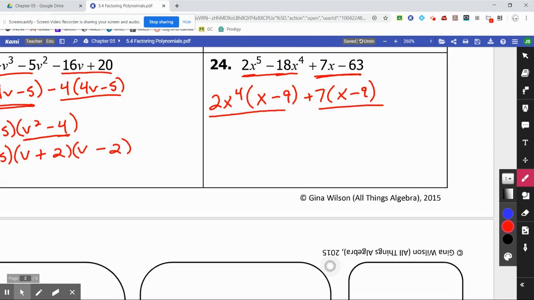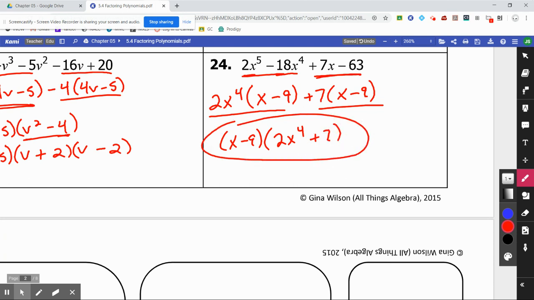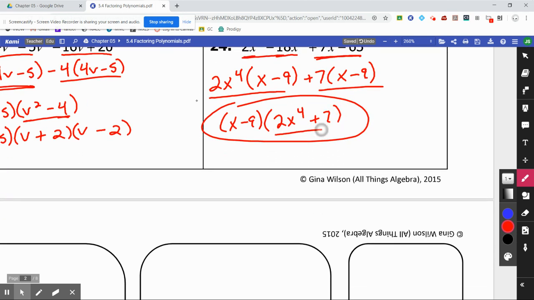Both groups have an x minus 9. When you factor it out, you're left with a 2x to the 4th for the first group and a positive 7 for the second group. And that will not factor again because this is not a difference of squares or sum or difference of cubes. That's the only way that you can factor 2 terms.